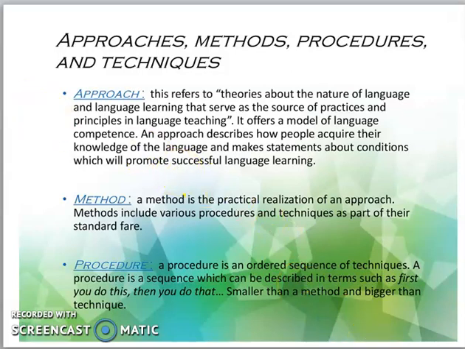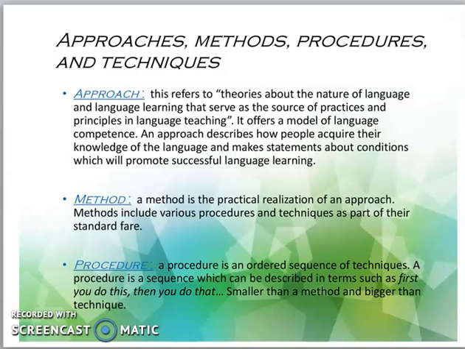What is approach? This refers to theories about the nature of language and the language learning that serve as the source of practices and principles in language teaching. It offers a model of language competence. An approach describes how people acquire their knowledge of their language and makes statements about conditions which will promote successful language learning. Method. A method is the practical realization of an approach.